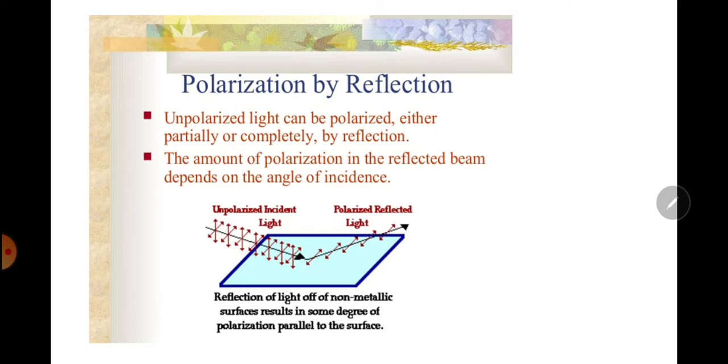Polarization by reflection again. You can see unpolarized light can be polarized either partially or completely. This is called complete polarization. Reflection off a non-metallic surface results in some degree of polarization parallel to the surface. So here the unpolarized light strikes and it is polarized in the other way.